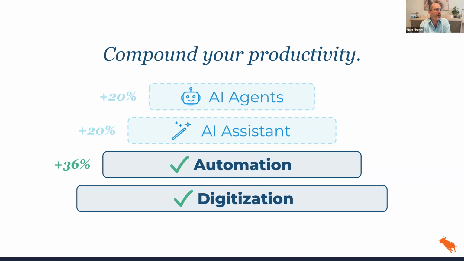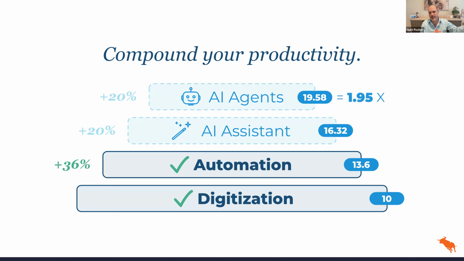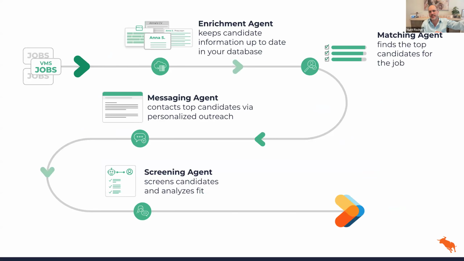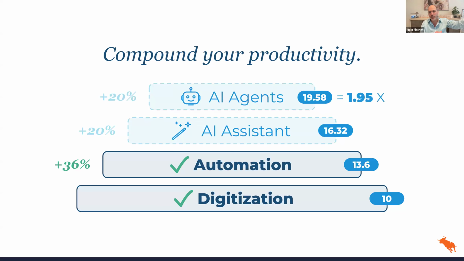And if you just look at it in raw numbers, let's say you're making, we just made this up just to make the point, but let's say you're making 10 placements per recruiter. You know that if you use automation, you're now making 13 already. And if you compound 20% on top of that with assistance by making recruiters more efficient and more productive, you're making 16, and so on and so on.